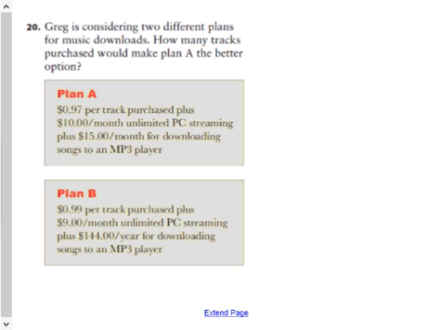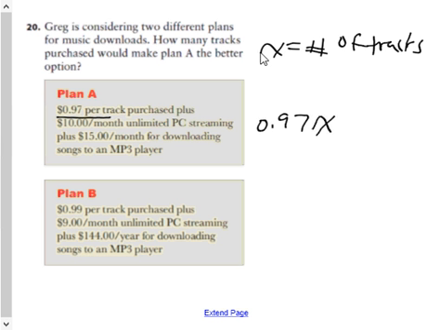And your last question is your story problem with variables on both sides. Greg is considering two different plans. How many tracks purchased would make a better deal? So x is going to be equal to the number of tracks. The expression for plan A, if it's 97 cents per track, then 0.97 multiplied by x will be the cost for that. Plus, as a constant, in addition to the number of tracks he purchases, he has to pay an extra $25 for fees.